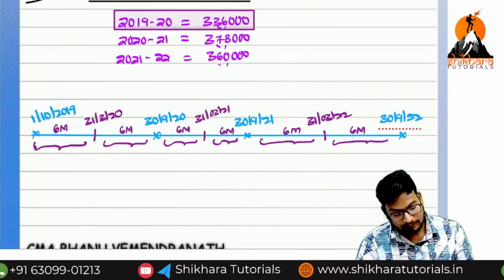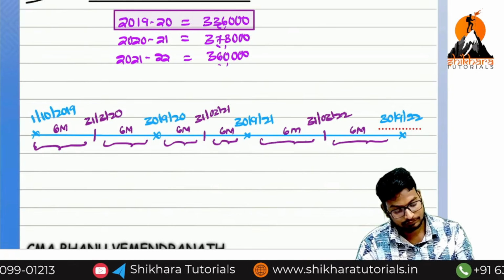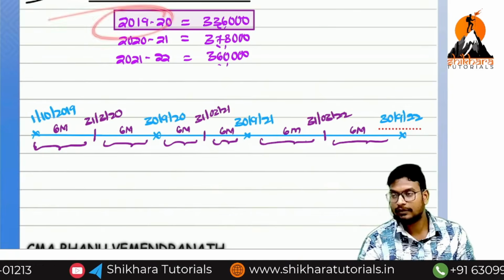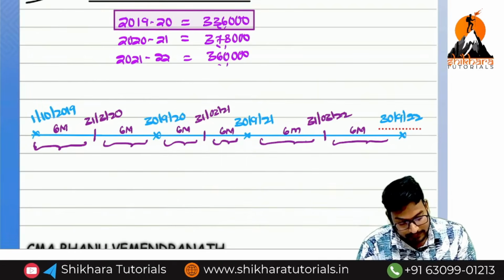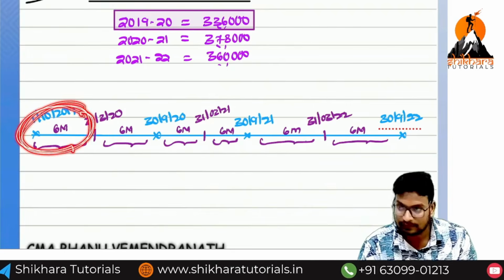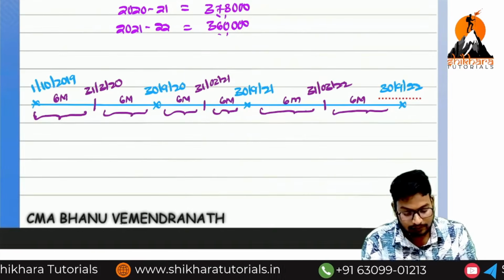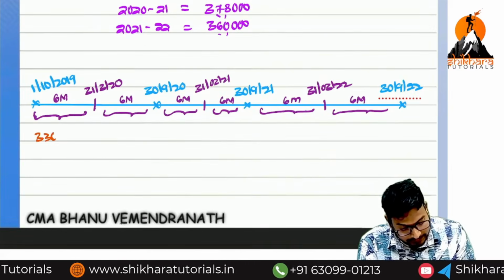What is the total year? 1st April 2019 to 31st March 2020. But we are requiring only this much of the year. This much of the year means how many months? 6 months. So we are not going to require the total 3,36,000.